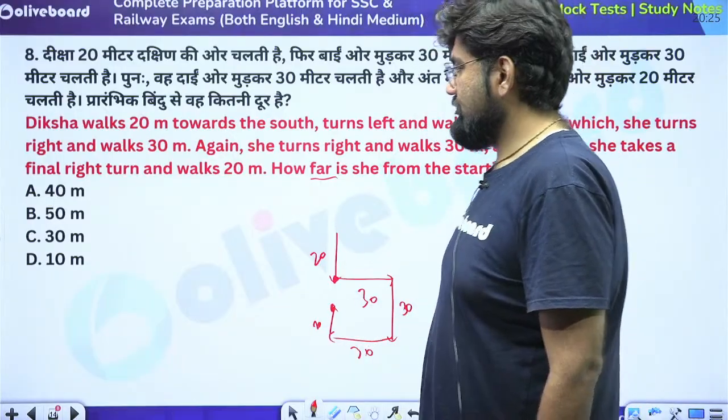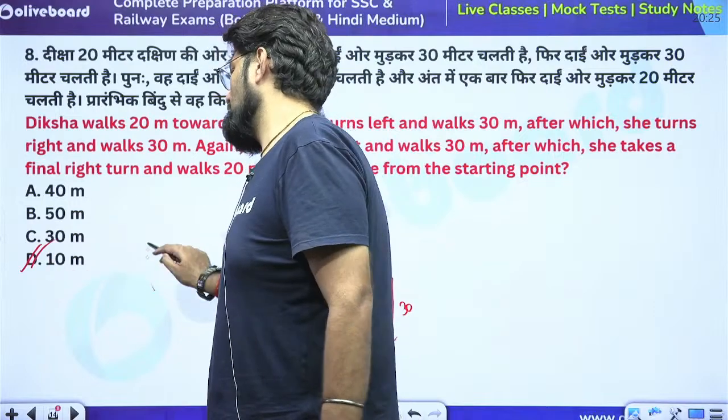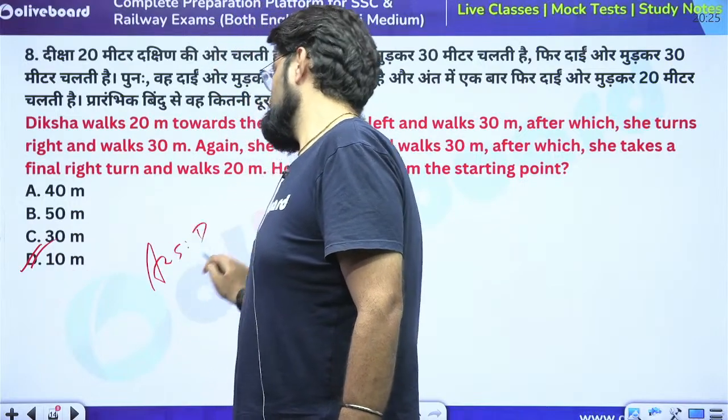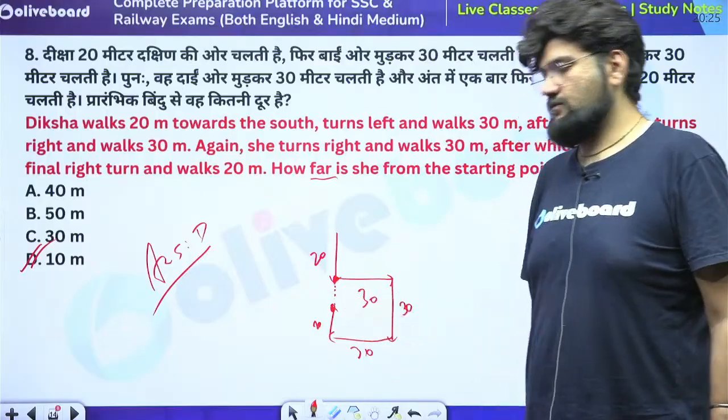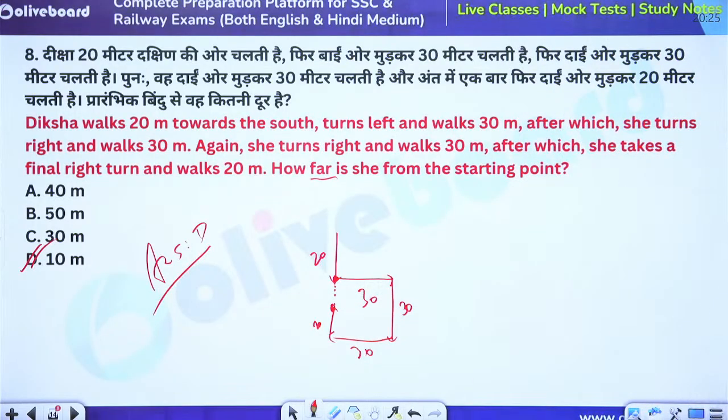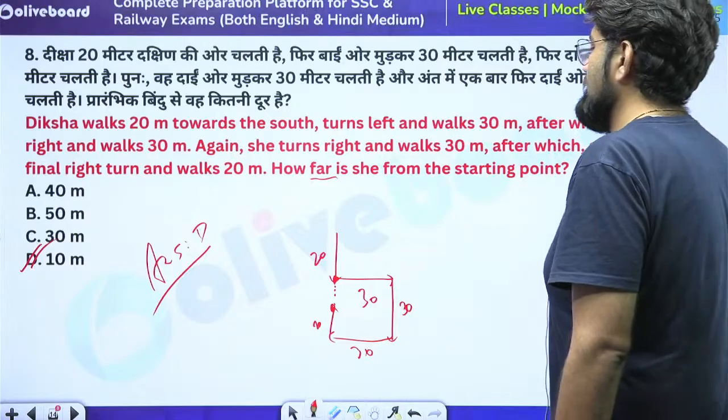10 meters. This was 30 and this is 20. So she is 10 meters far from her starting point. And if the question asks you in which direction, then she is south, 10 meters south. Okay.